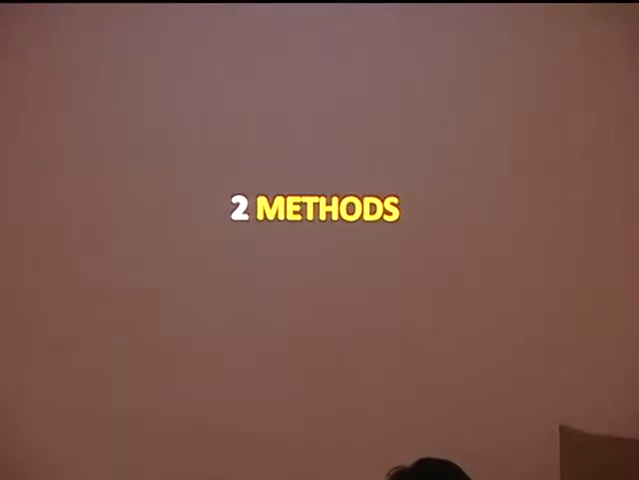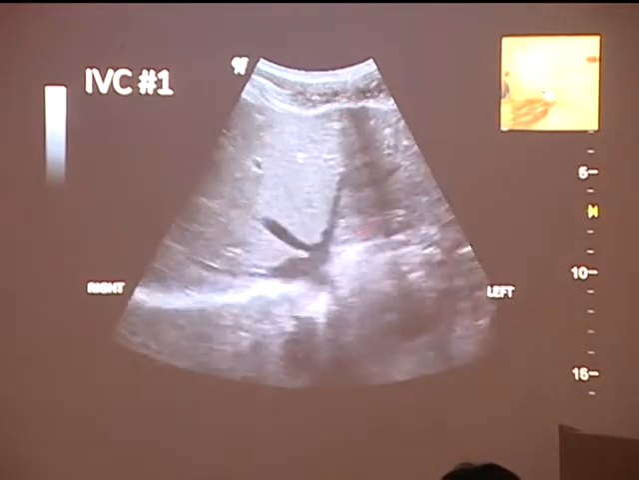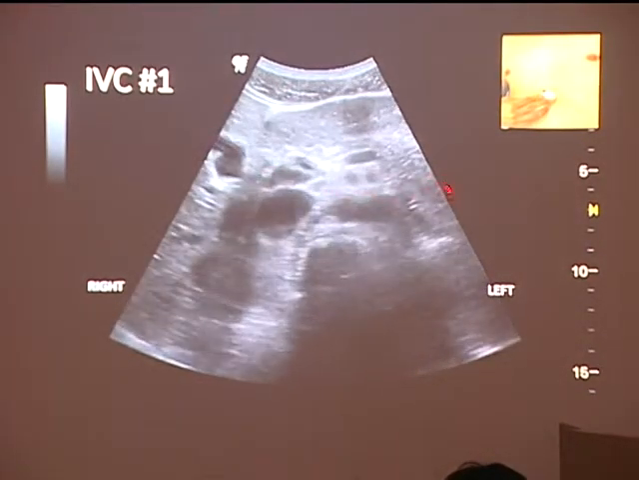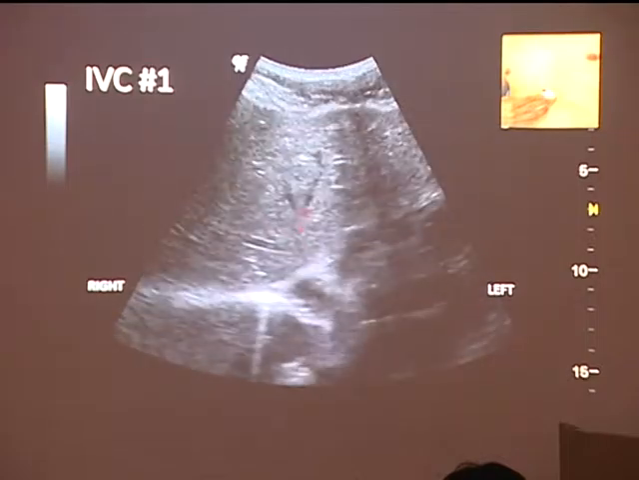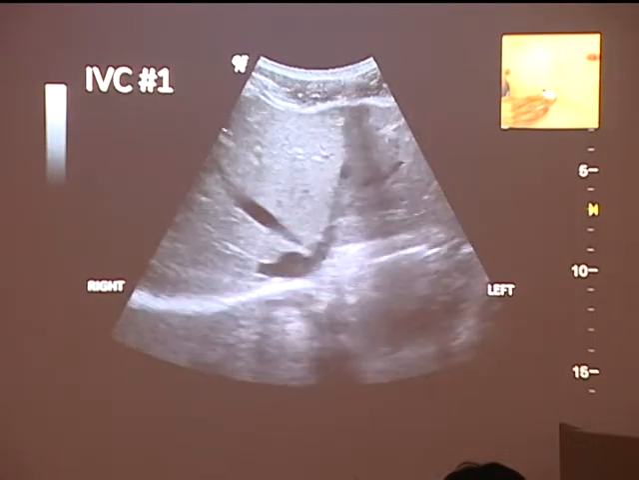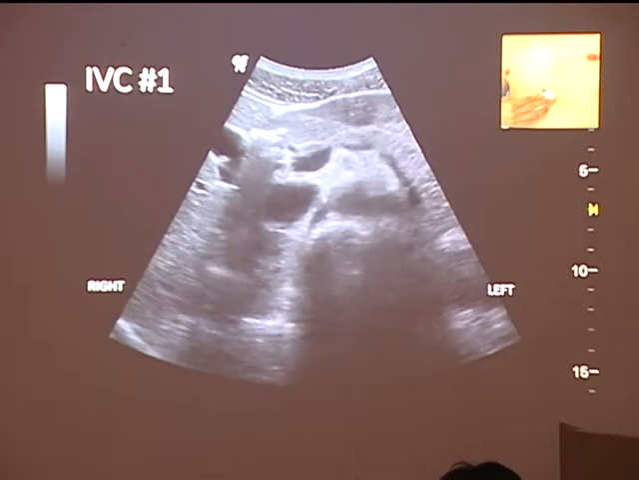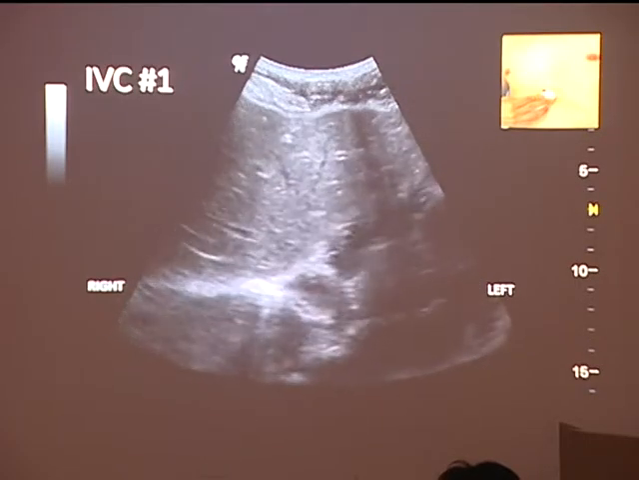Okay, now how do we look at the IBC? There are actually only two methods. The first method is to look at the subcostal 4-chamber view and tilt it downwards. After you have identified the IBC, rotate about 90 degrees to get the long axis. This is my preferred method because you will always be able to see the IBC from here.